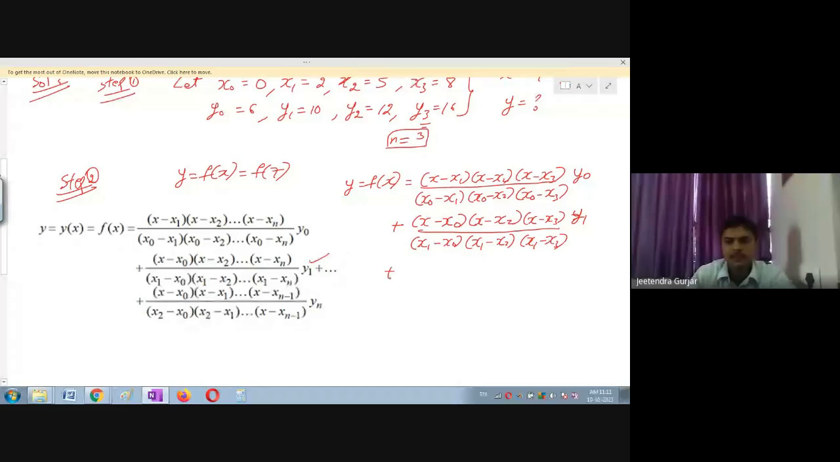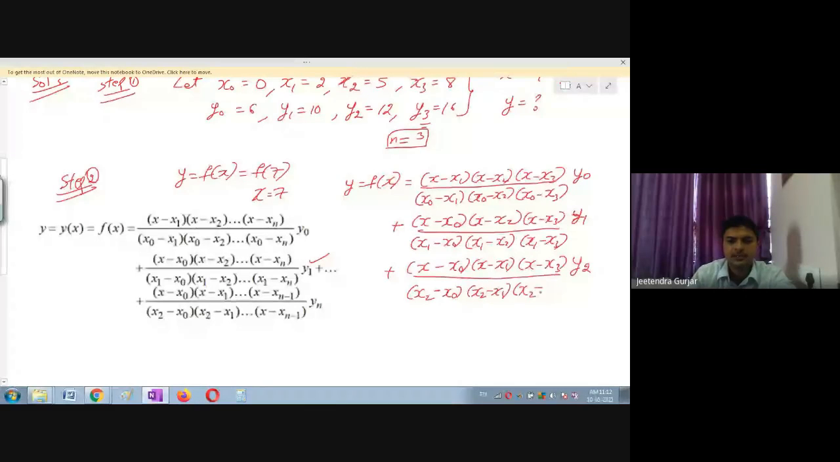Now I will take again x is unknown. Please see that this x is a given one, x is equal to 7 here, no change in x. So x minus x naught, x minus x1, and x minus x3. So here will be y2. Here I have skipped x2. Then divided by, just a trick to remember the formula I'm telling you. Since y2 is there, I will take x2 minus x naught, x2 minus x1, and x2 minus x3. I cannot write x2 minus x2, otherwise it will become 0.